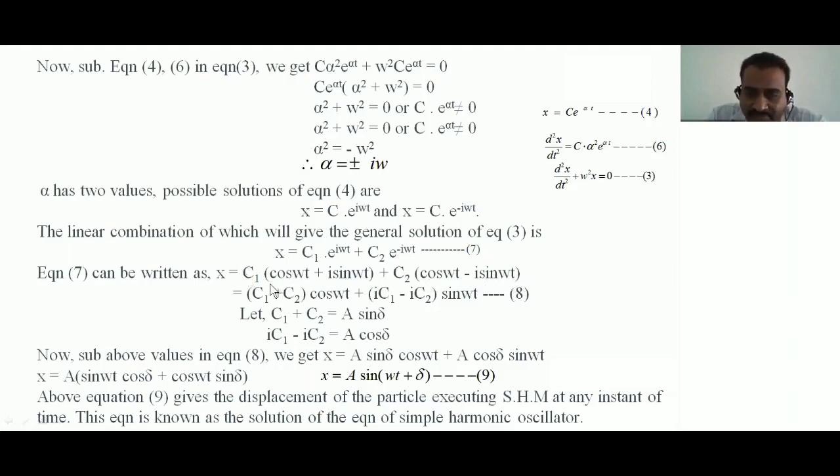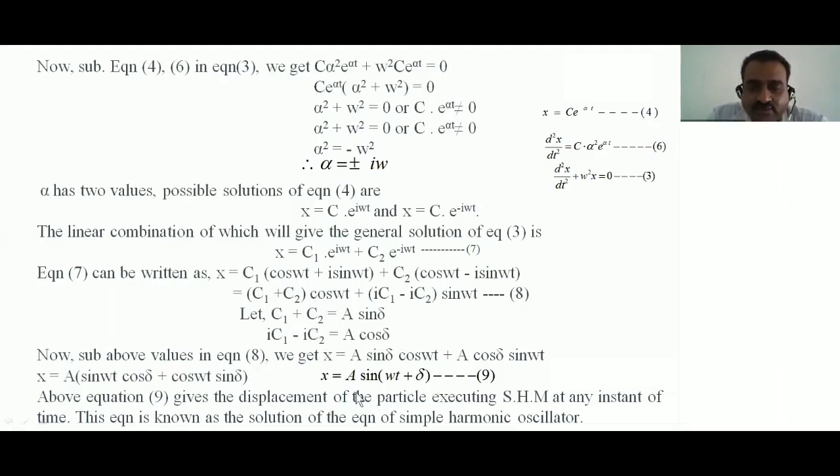Observe here c1 cos omega t and c2 cos omega t. We can take the common factor cos omega t, remaining c1 plus c2, plus i sin omega t times c1 minus i sin omega t times c2. So sin omega t is the common factor, with i c1 minus i c2, equation number 8. Let c1 plus c2 be equal to A sin delta, and i c1 minus i c2 be equal to A cos delta. Now substituting these two values in equation 8.